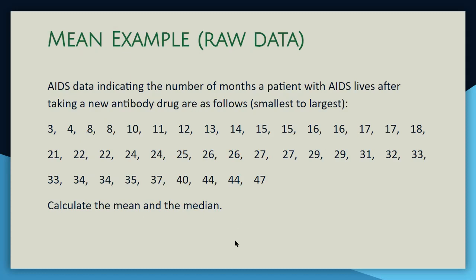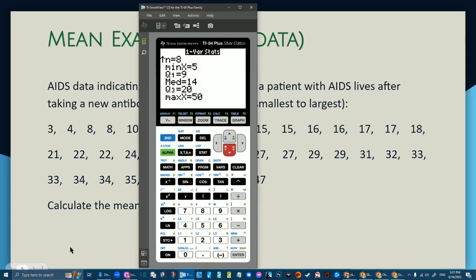Okay, so we're going to do this with a calculator. We've got AIDS data indicating the number of months a patient with AIDS lives after taking a new antibody drug, as follows from smallest to largest. Calculate the mean and the median. This list is much longer than our previous examples, so this is what I'm going to grab my calculator for.